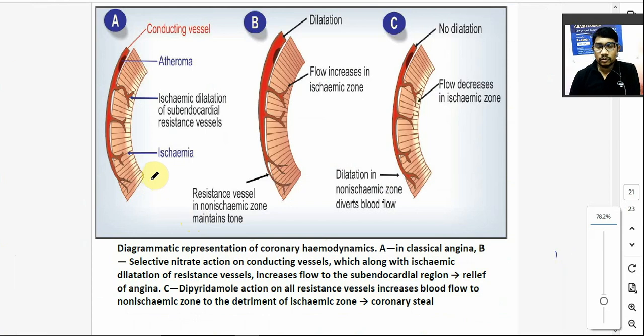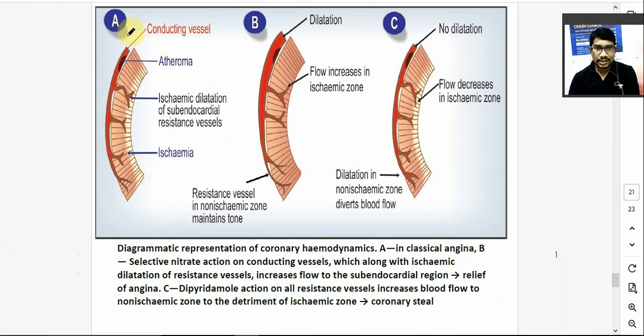Now this is a representation of coronary hemodynamics. Classical angina में क्या होता है, then selective action of nitrates क्या करते हैं, and then dipyridamole. So the different actions of nitrates and dipyridamole.